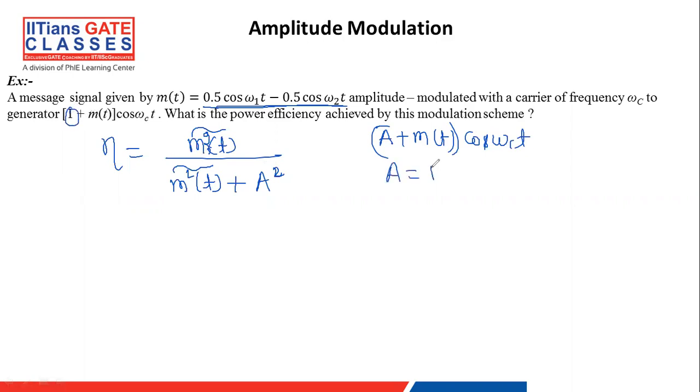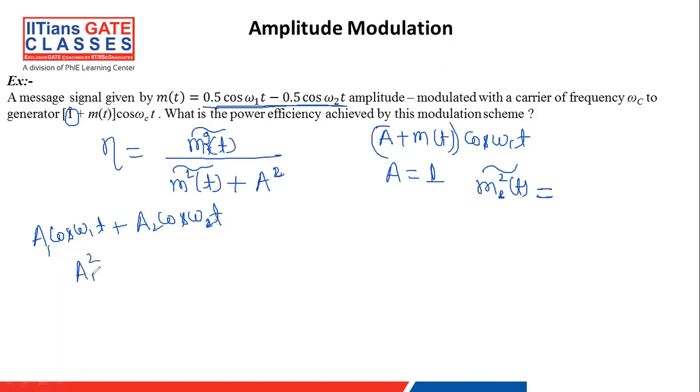A is equal to 1. Now what is the mean square value of m(t)? If you have any signal which is a summation of sinusoids, let's say a1 cos omega 1t plus a2 cos omega 2t, you will see in signal and systems that whenever you have the summation of two signals and you want to find the mean square value, it will be a1 square by 2 plus a2 square by 2 simply. Summation of individual mean squares.